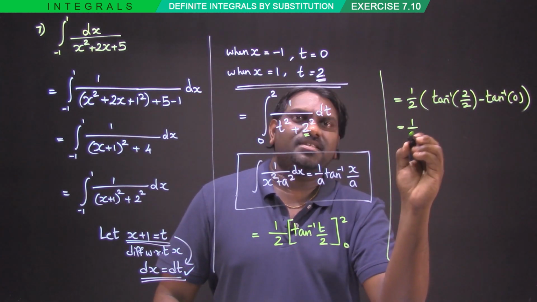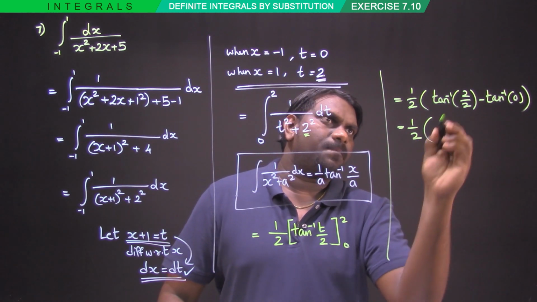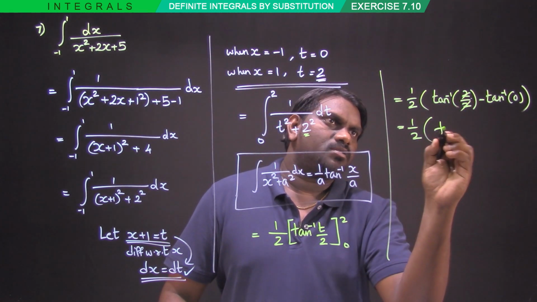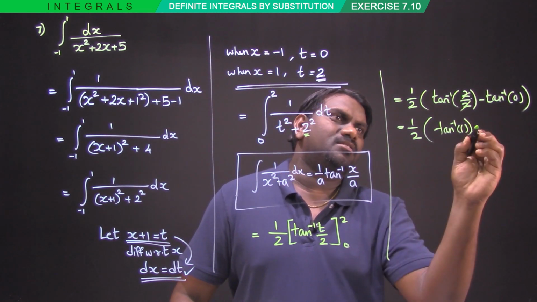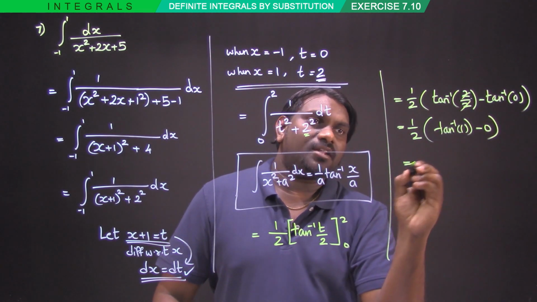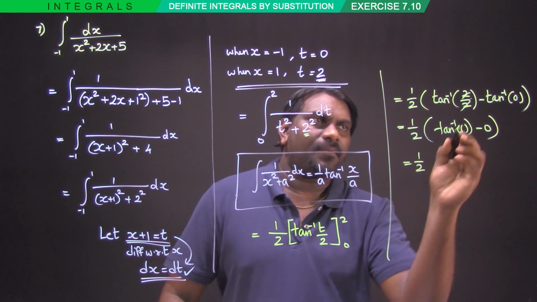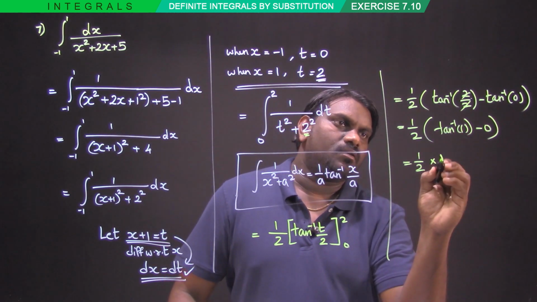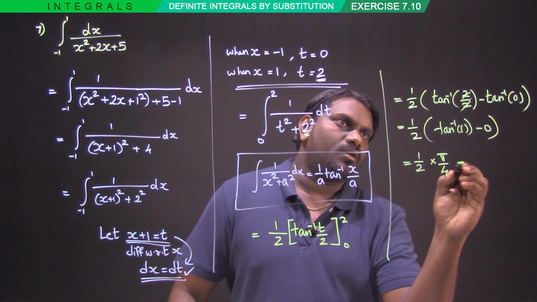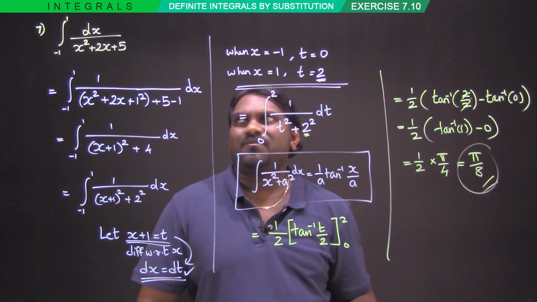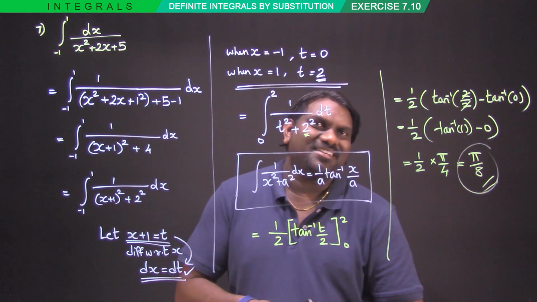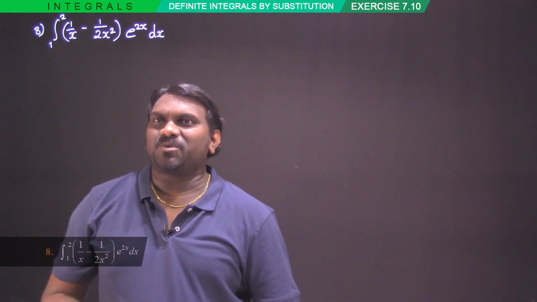That's equal to, it's pretty easy, right? 1 by 2 into, this is going to be 1, so tan inverse 1, and then this is 0. What is tan inverse 1? It is pi by 4. So that will give you pi by 8. And this is going to be my answer for my 7th question. Fine. On to the next one then. On to the 8th question dear.